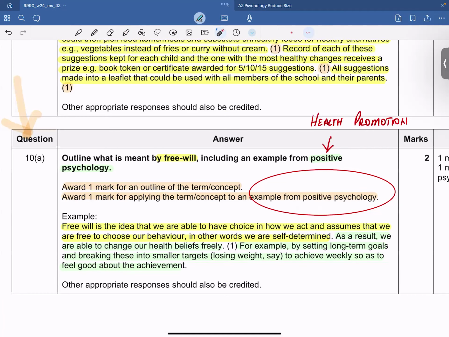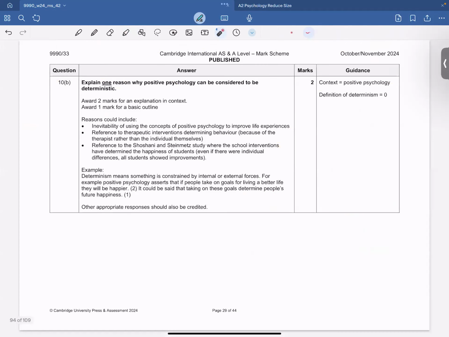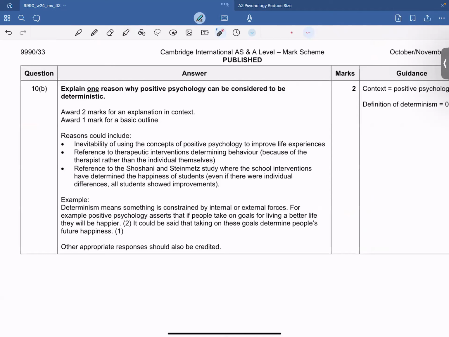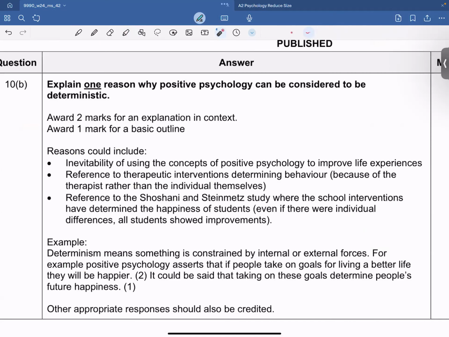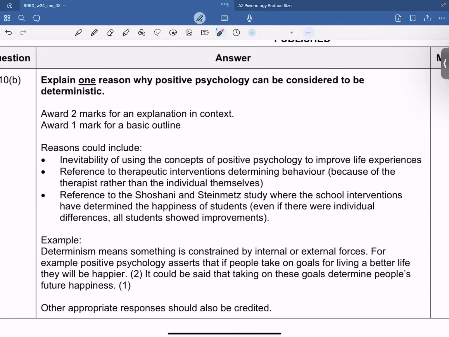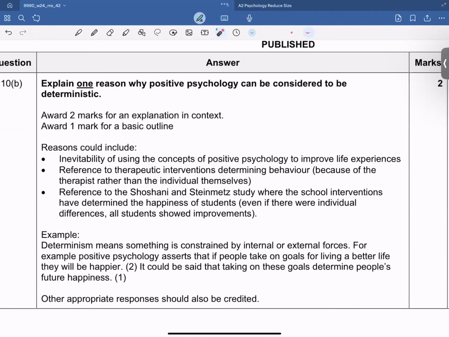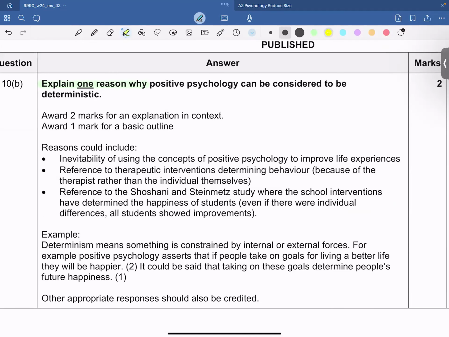Quickly moving on to 10B, that is the second part of the question number 10. This reads, explain one reason why positive psychology can be considered to be deterministic. Now, remember, you need to know your debates, your issues and debates really well, and they're very important for you to be able to score well in paper number 3.